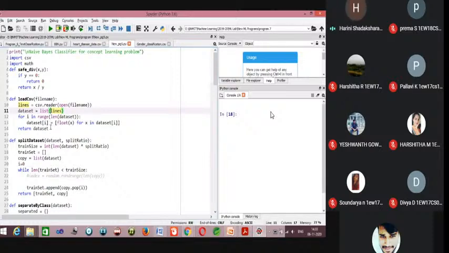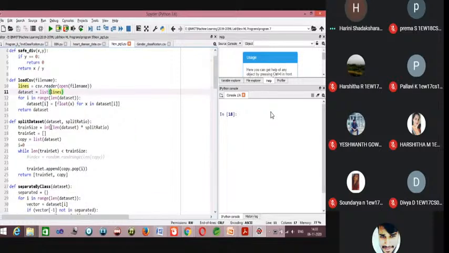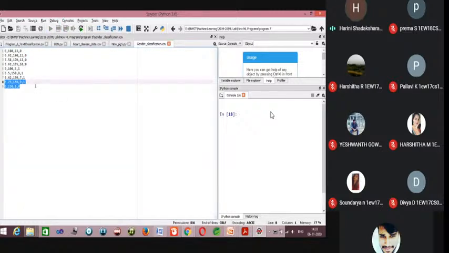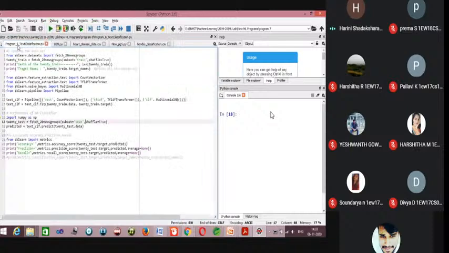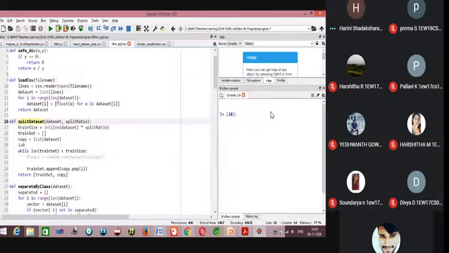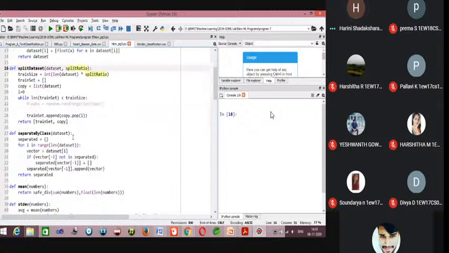So I'm storing a floating point array or matrix form. Then split data set based on the split ratio, because the whole complete data set of 9 rows is here. You can divide it into 60% training and 40% testing, or 70% training and 30% testing. So for that I have the split data set function, which splits based on the ratio.